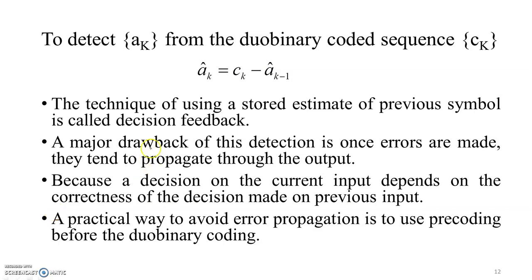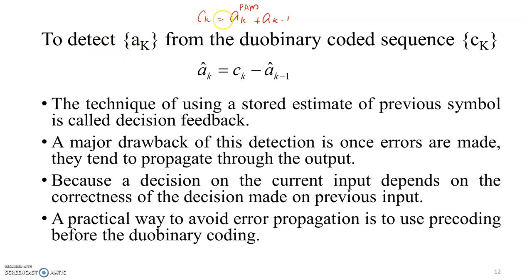In this lecture, we will see what is the drawback of the duobinary coding system and what is the use of precoding in a duobinary coded sequence. We already know how to code the signal in a duobinary coded system. The duobinary coded output CK is given by AK plus AK minus 1, where AK is our PAM signal. If this is the case, how will you detect AK at your output?